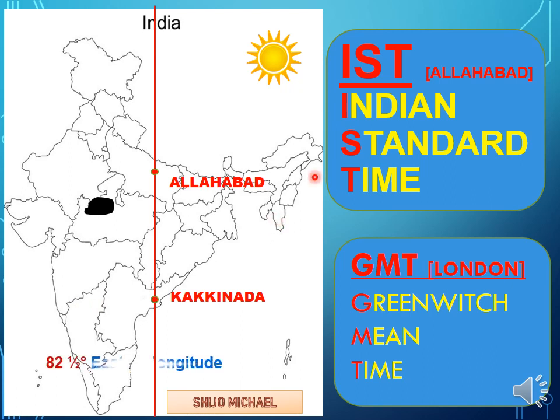Here we can see the full form of IST, Indian Standard Time, and the full form of GMT, Greenwich Mean Time. It is based on London. You can see the IST passes through India, and the important city it touches is Allahabad. And in Andhra Pradesh, the main city on IST is Kakinada. What is IST? It is the 82.5 degree eastern longitude.